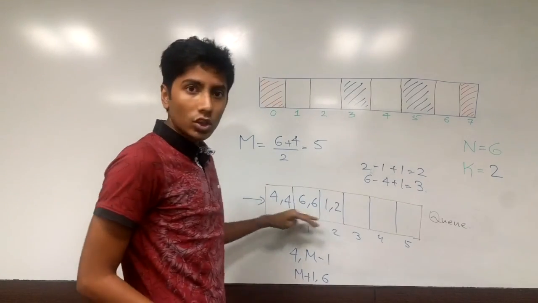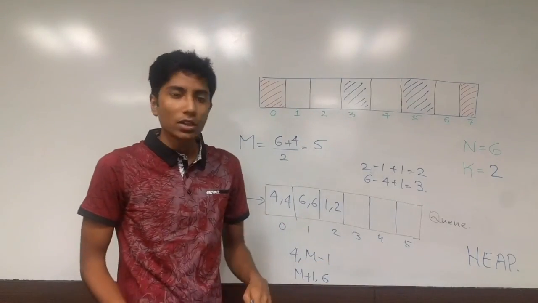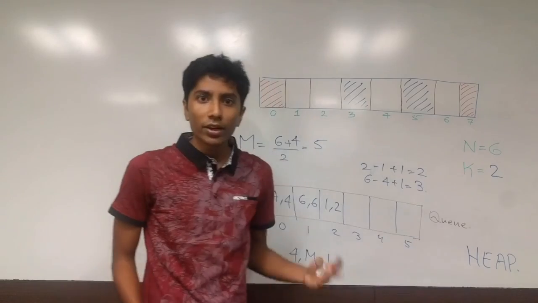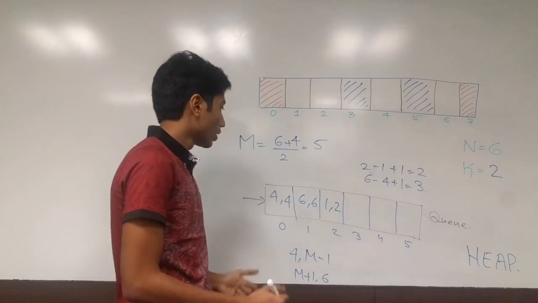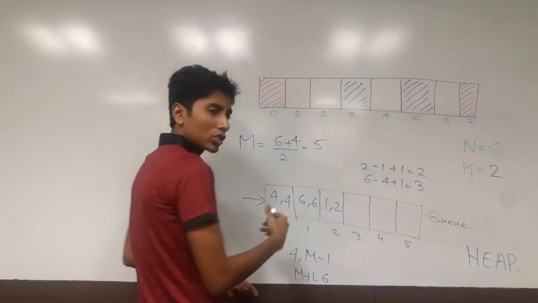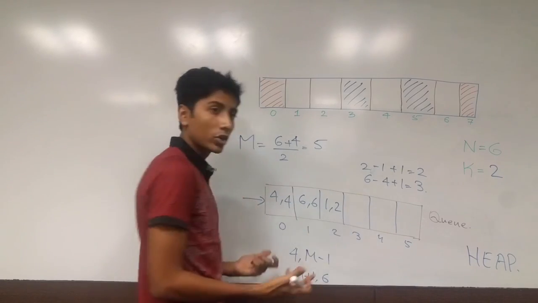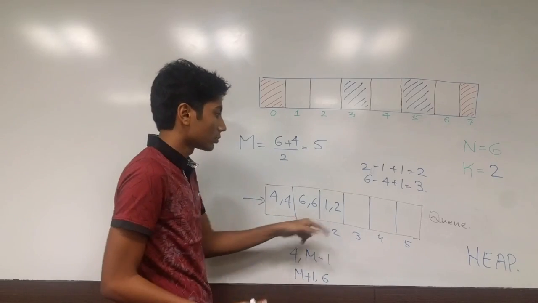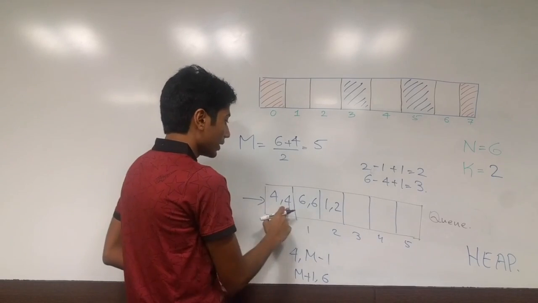Now again, this queue has to be sorted, but more often than not, if you're using a language like Java or C++, priority queues are implemented for you, and you just need to use the functions that they offer. Alright, so now let's sort it manually, because we don't have that function. So 4,4, 6,6 and 1,2. What's the segment of the largest size? This is of size 2, this is of size 1, and this is of size 1.